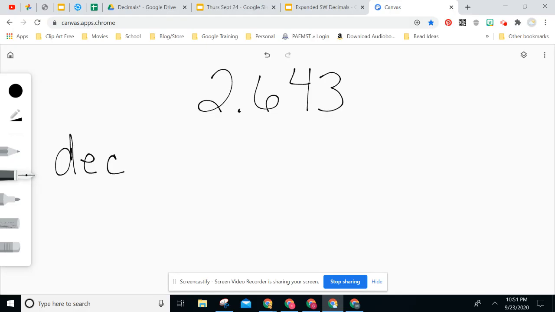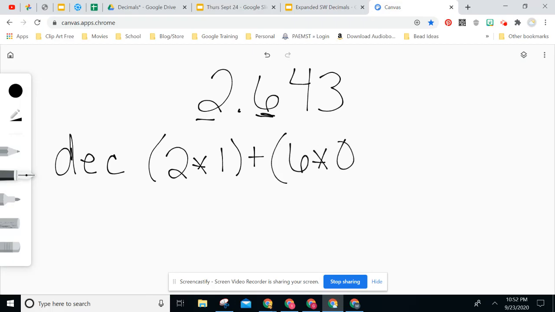Okay, so decimal version, here we go. So we have a 2 in the ones place. So 2 times 1 plus we have a 6 in the tenths place. So 6 times 1/10. We're putting that 1 in the tenths spot.